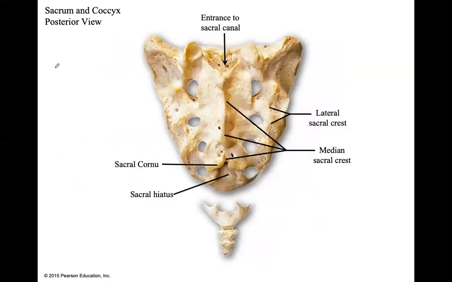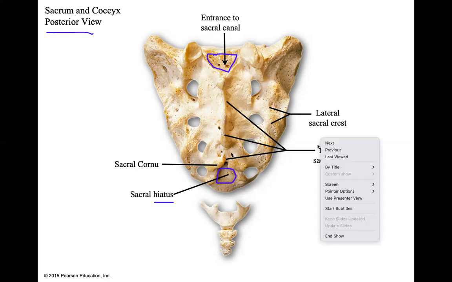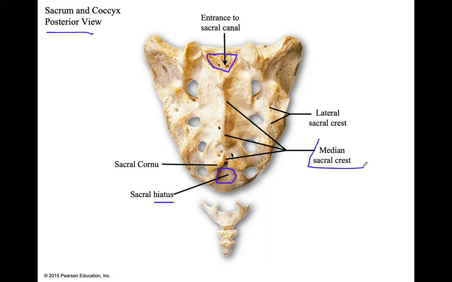When we look at the sacrum and the coccyx from the posterior view, we have the entrance to the sacral canal, which is here. That would be equivalent to the vertebral foramen. And on the bottom, it's called the sacral hiatus. We don't have spinous processes in the sacral spine. We have what's called the median sacral crest. That would be equivalent to the spinous processes. And then there's a lateral sacral crest on both of these sides.